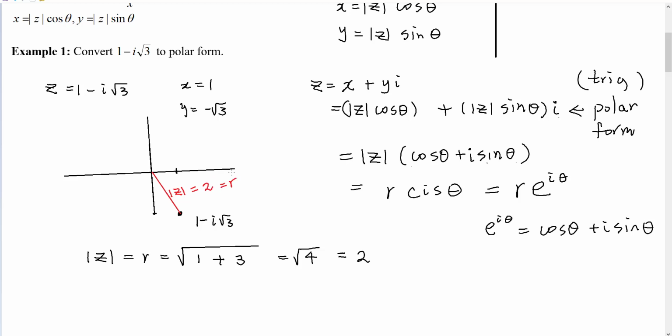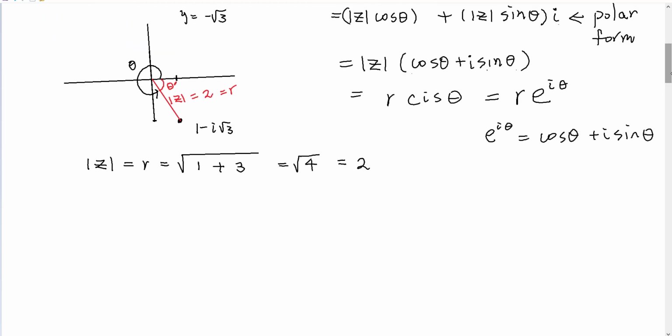Now I need to know theta. The best way to find theta is to find the reference angle first, and the actual angle you're looking for is this angle. So it's 360 minus the reference angle if you're working in degrees. If you are working in radians, 2 pi minus the reference angle is the angle I'm looking for. So how do you find the reference angle? The reference angle is always tangent inverse of the absolute value of y over x.